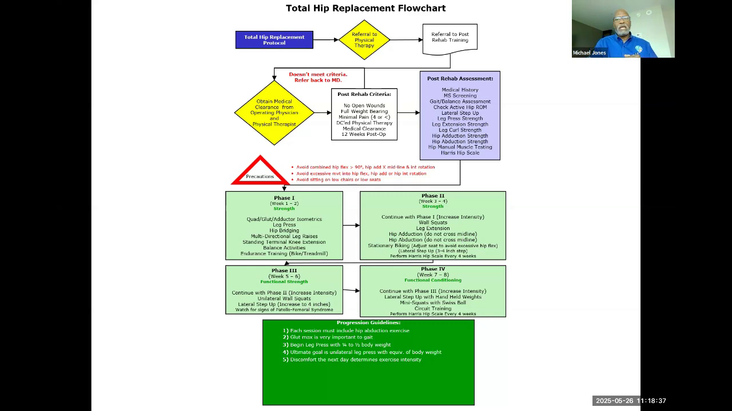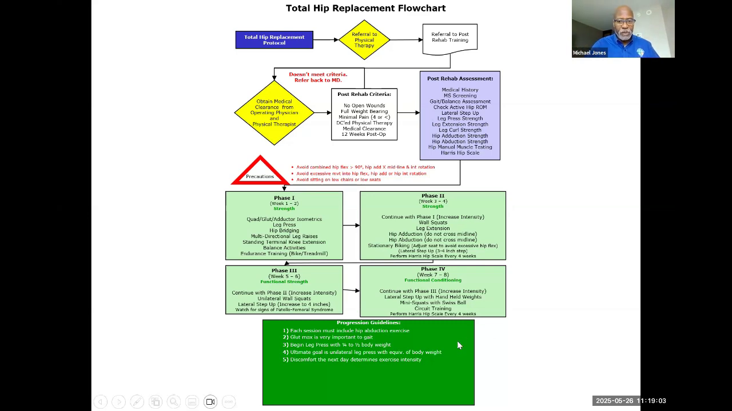If it was an arthritic hip, I guarantee you that quad atrophy because they didn't want to put a lot of weight on that leg. Phase 4, functional conditioning. We continue with phase 3 activities. We're doing more lateral step-ups with handheld weights now, mini squats with a Swiss ball, circuit training, and we perform the Harris hip scale, which is our functional assessment scale that gives us a snapshot of the client's functional capability. We do that every 4 weeks.